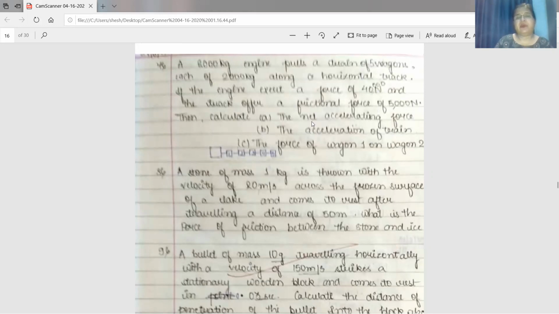You are asked to find out the net accelerating force. Second one, the acceleration of the train. And third one, the force of wagon 1 on wagon 2. Come to the solution.